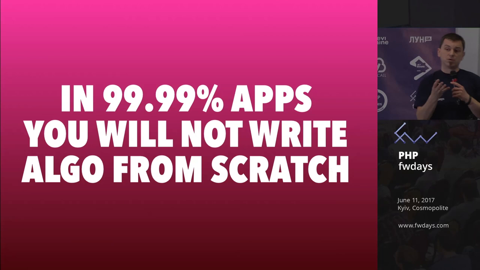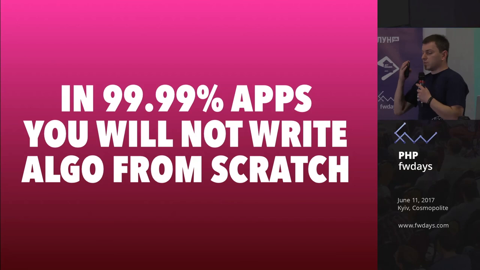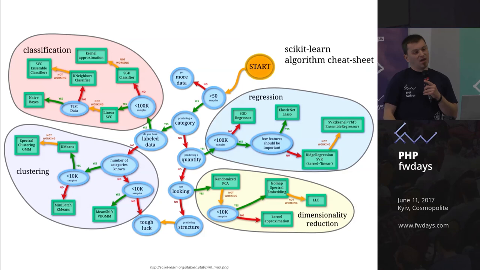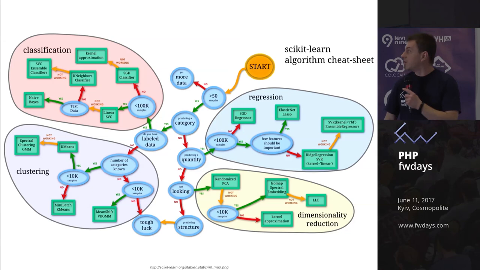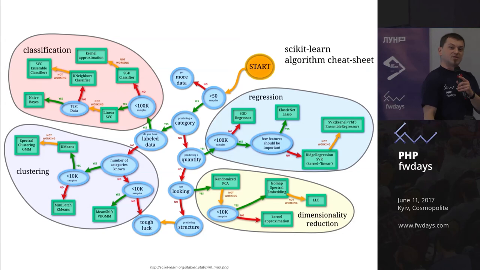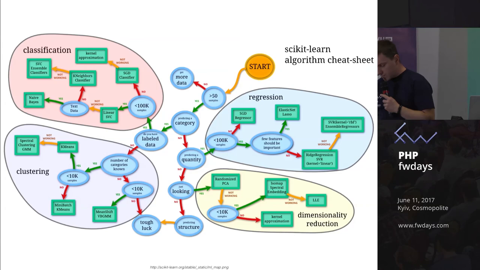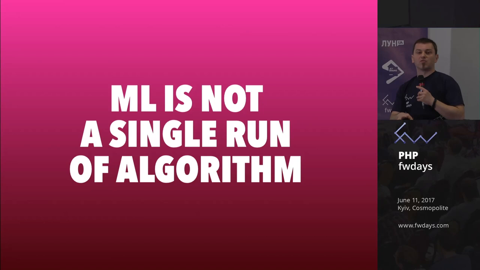If you know your data set, if you know what kind of problem you've got, but you don't know what kind of algorithm you should apply, visit scikit, and this is a part of the scikit algorithm cheat sheet where you can follow the questions, follow the signs to get what kind of machine learning algorithm I should use. If I know what kind of algorithm I should use, okay, I can use a library, scikit or any other. But please remember that machine learning is not a single run of the algorithm.